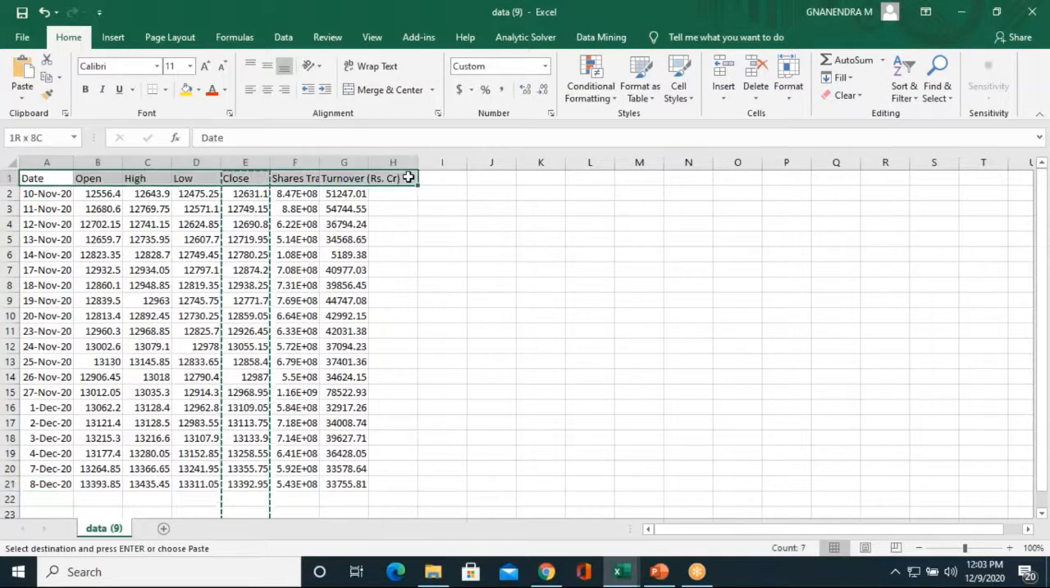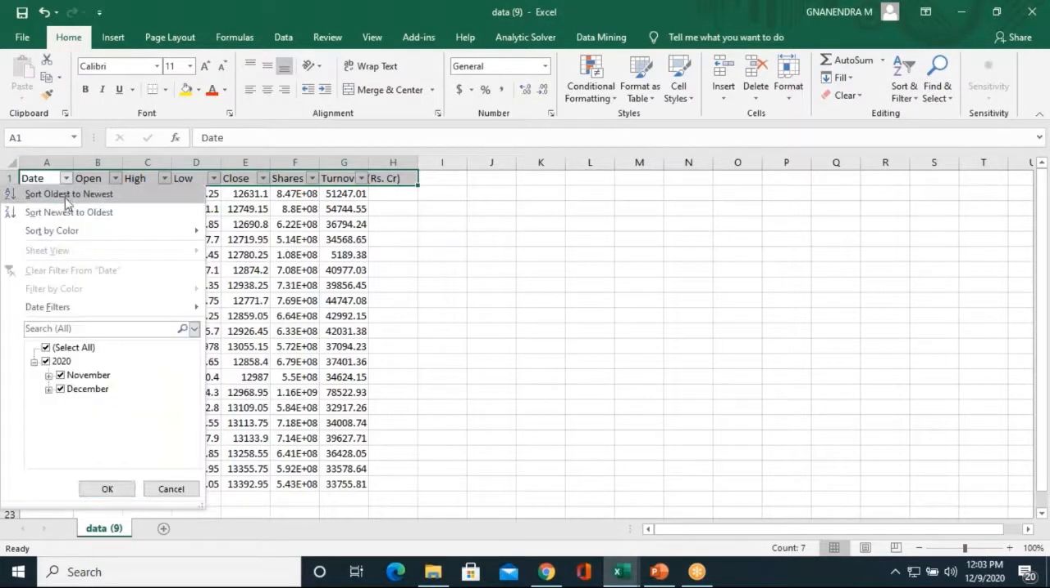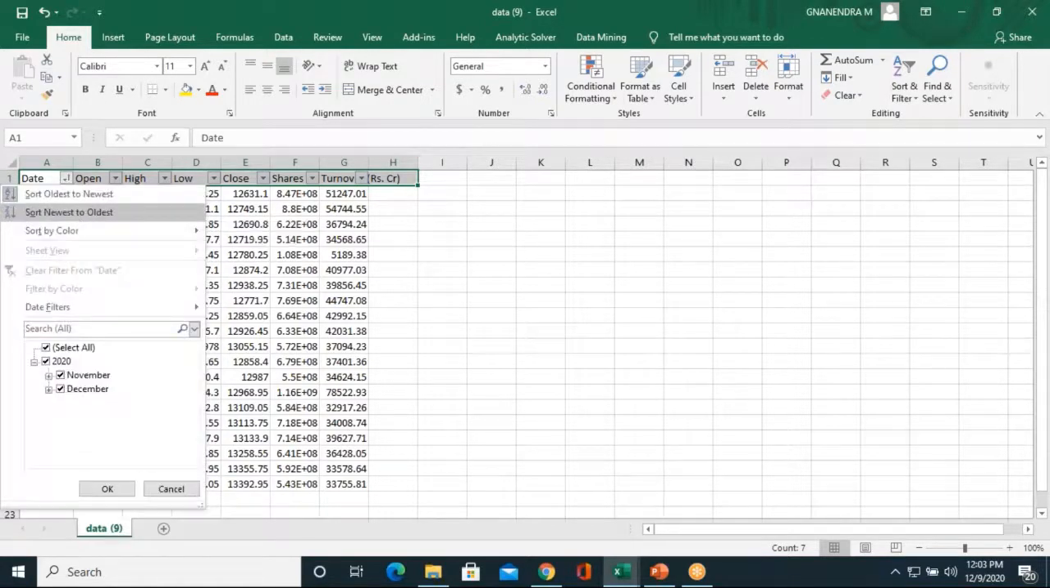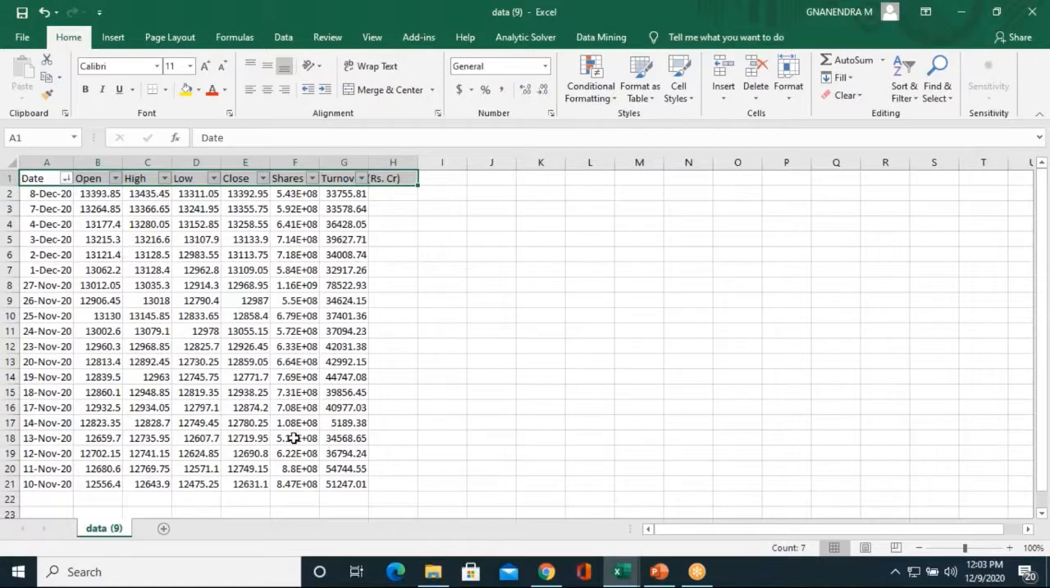So what I do, simply I will select this. I will go to filter. Yeah, filter it, oldest to newest. Okay. Yeah. See, now the price has been changed. 8th December to 10th November. Right? This is correct.